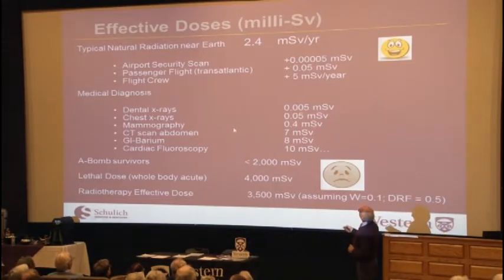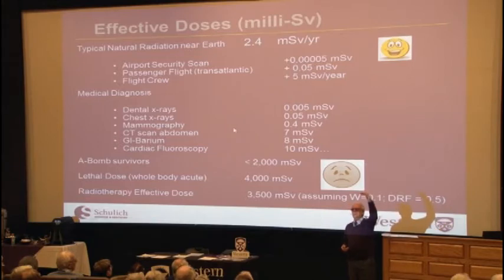Let's start at the top. I mentioned the 2.4, that's your background. If you go through an airport security scan, it adds a tiny, tiny, tiny amount, far less than the radiation you receive because you're in flight at higher altitude and getting more cosmic radiation. So for example, a transatlantic flight, when you go to, I heard you're going to do an armchair trip to Turkey or something. Going to Turkey one way will cost you about 0.05 millisievert of radiation exposure.